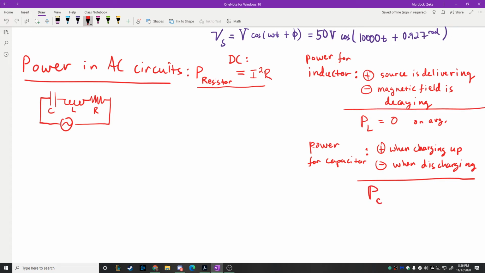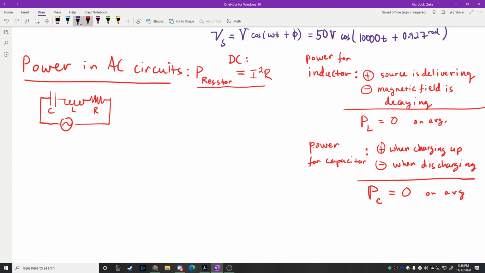You get that the power for the capacitor is equal to 0 on average. Half the time, it's acting as a sink for power while it's charging. Half the time, it's acting as a source for power while it's discharging. And on average, they average to 0. Okay? So what happens when we put everything together?